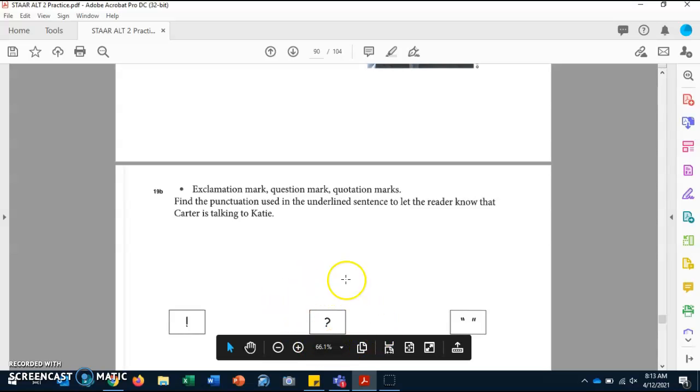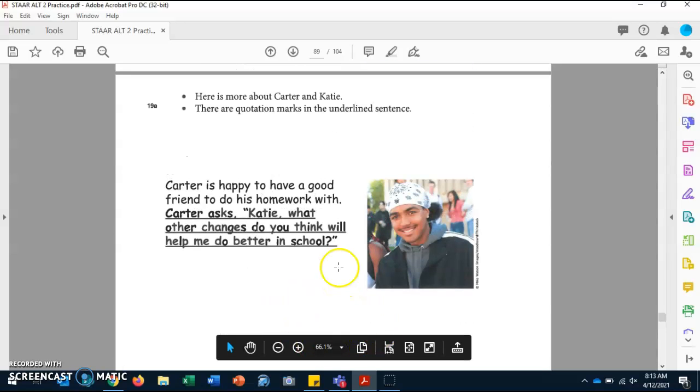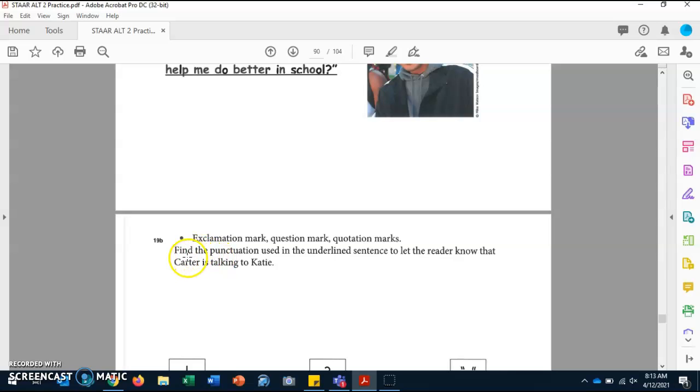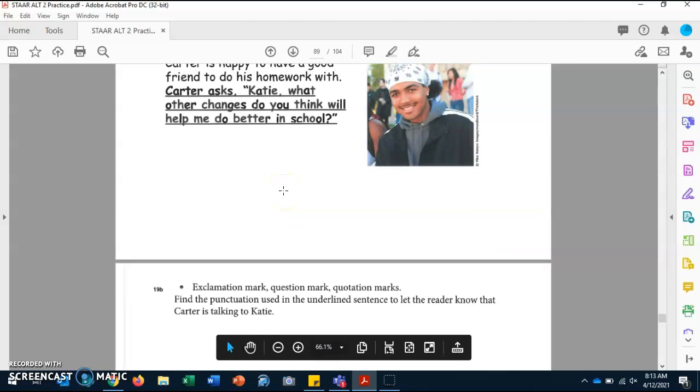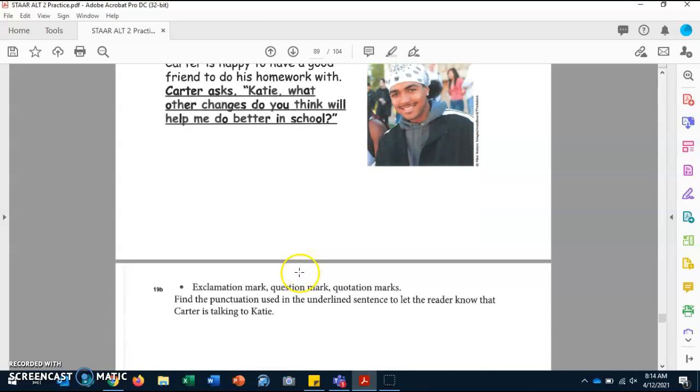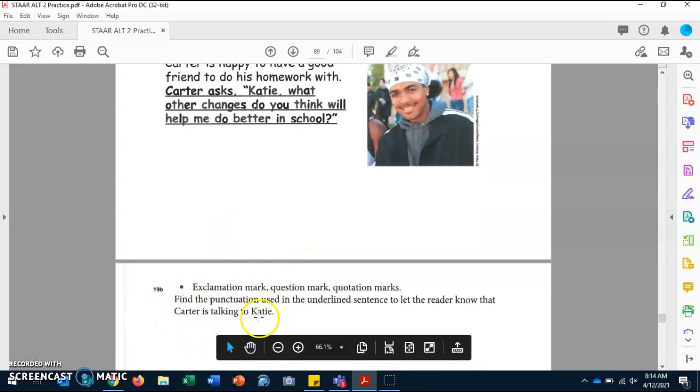How about a question mark? Is a question mark letting you know that Carter is talking to Katie? To begin with, what are question marks used for? Let's answer that first. We know that question marks are used when you're asking a question at the end of a sentence. However, are they asking you that here? They want you to find the punctuation that is used to let the reader know that Carter is talking to Katie. So yes, Carter asked a question to Katie, and yes, you should have ended with a question mark. However, they're not asking you that. They want you to know how you know Carter is talking to Katie.